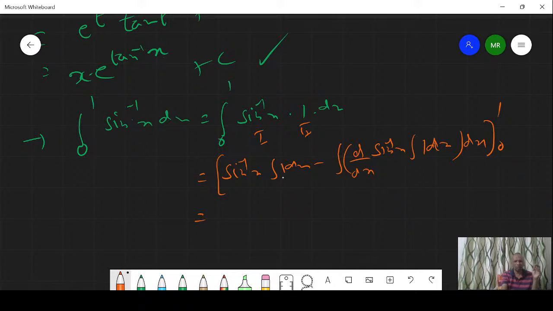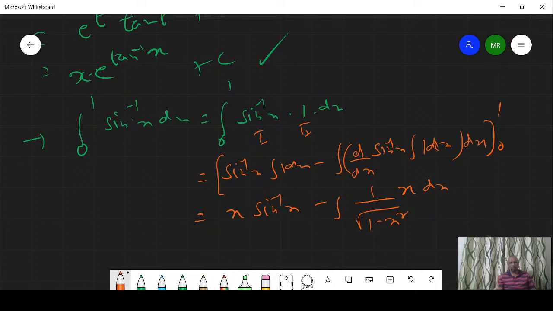So integral of 1 dx is x. This will become x sin inverse x, minus the derivative of sin inverse x, which is 1 by root of 1 minus x square. Integral of 1 dx is x, so it will become x dx. Correct. It will become x dx by root of 1 minus x square.